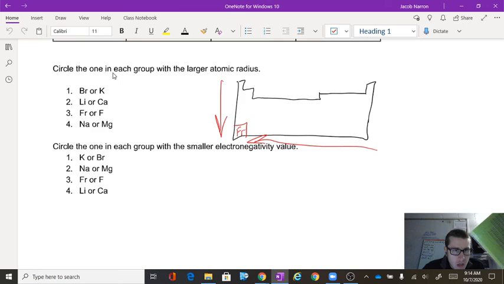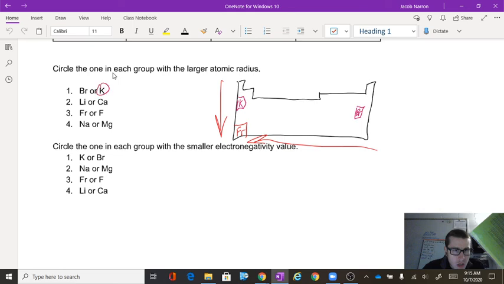So let's start with the first one, bromine or potassium. So potassium's up here. There we go. There's potassium. Bromine is way over there. So there's bromine. So obviously, which one's closer to francium? Potassium.